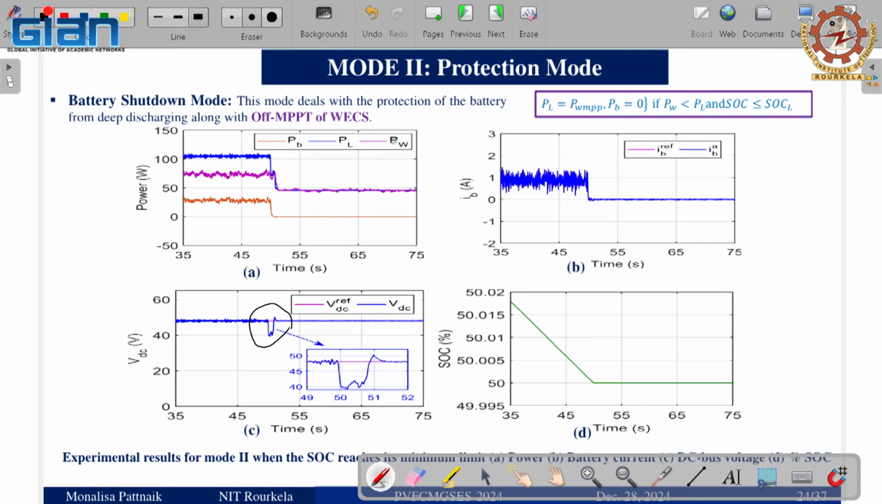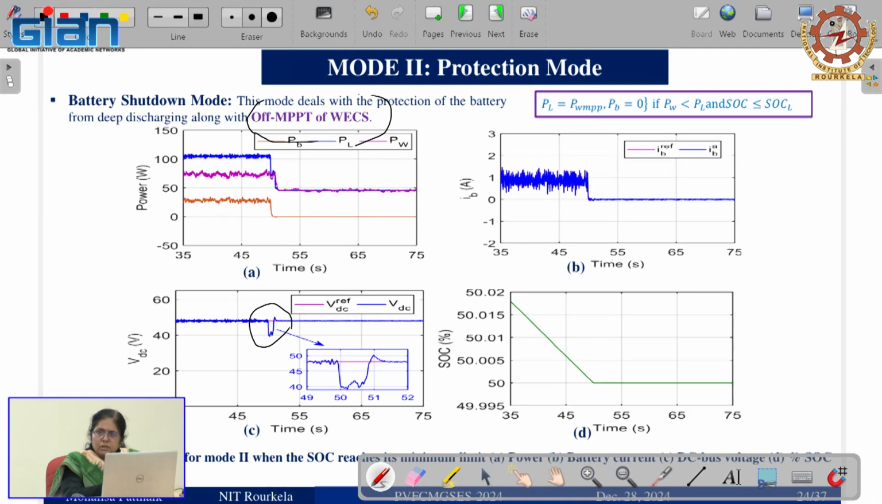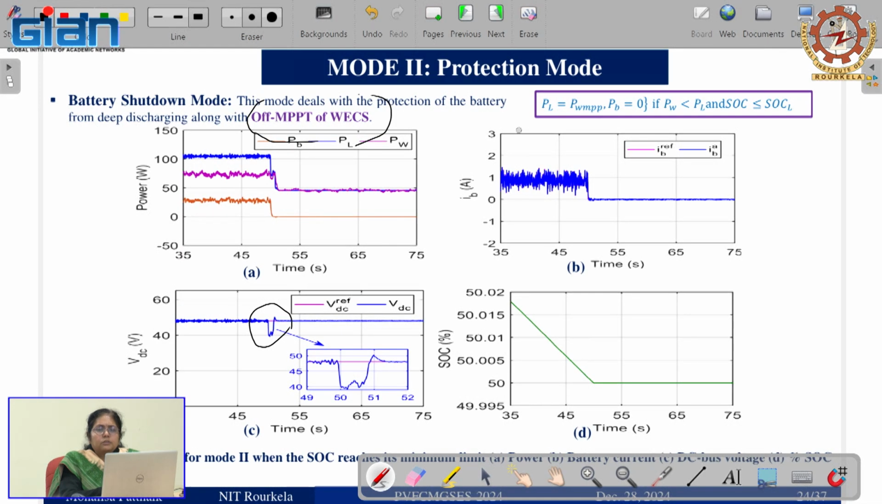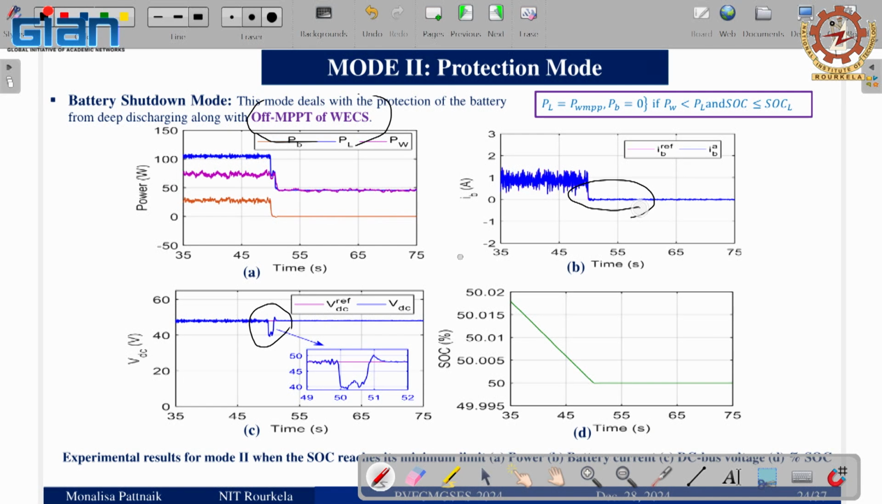This is the battery shutdown mode when you are using this off MPPT controller, where the wind energy conversion system is switching from MPP to off MPPT mode. Here you see, as in the previous case also, the battery current is 0. It is disconnected completely.